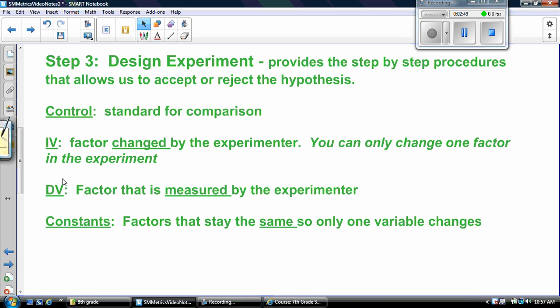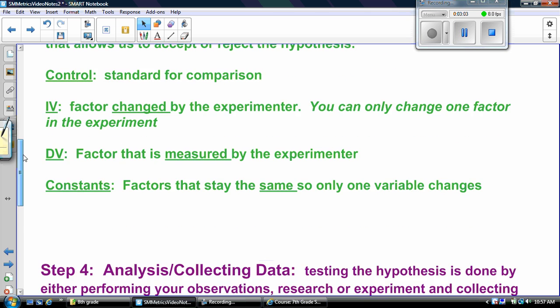The dependent variable is what we measure. It's based on the independent variable. And then constants are factors that stay the same, so only one variable changes. And remember, your control is usually one of your independent variables. That's the standard.